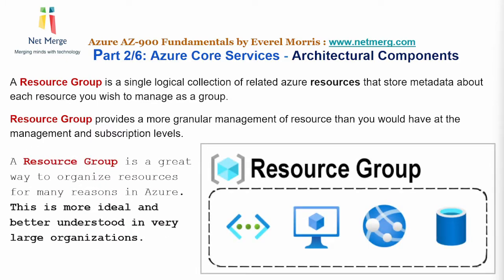Now here's an example of a resource group. You have your network, your virtual machine, your internet, and your database server. So a resource group is a great way to organize resources for many reasons. Whatever the reason is that you have, you could organize your resources in a particular group. This is more ideal and better understood in a very large organization. If you have a really small company, you might not see the true benefit of having a resource group. But if you have a large corporation with thousands of employees and you're running a lot of projects, a lot of departments, a lot of groups, then you'll understand how beneficial the resource group is.